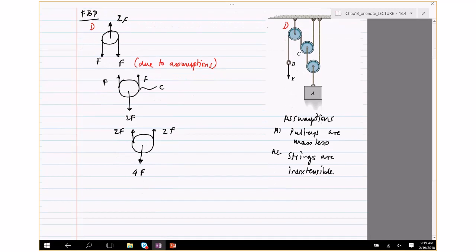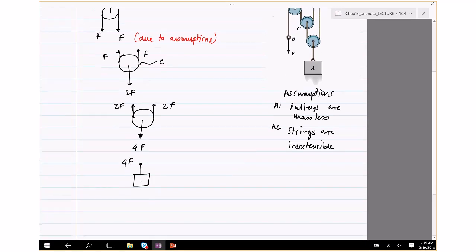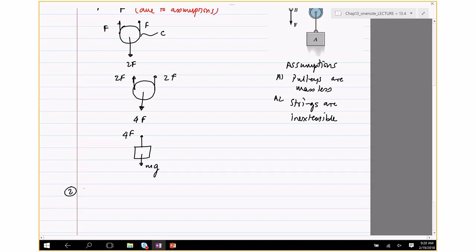Okay, the final free body diagram is that of the mass A. That's 4F pulling it up, and then there's mg pulling it down. mg would be equal to 4F provided the system is in equilibrium. The system is not in equilibrium, so mg is going to be greater than 4F. We'll see that in a bit. So the second step is to write equations of motion. In this case, the system is moving along the y-axis.